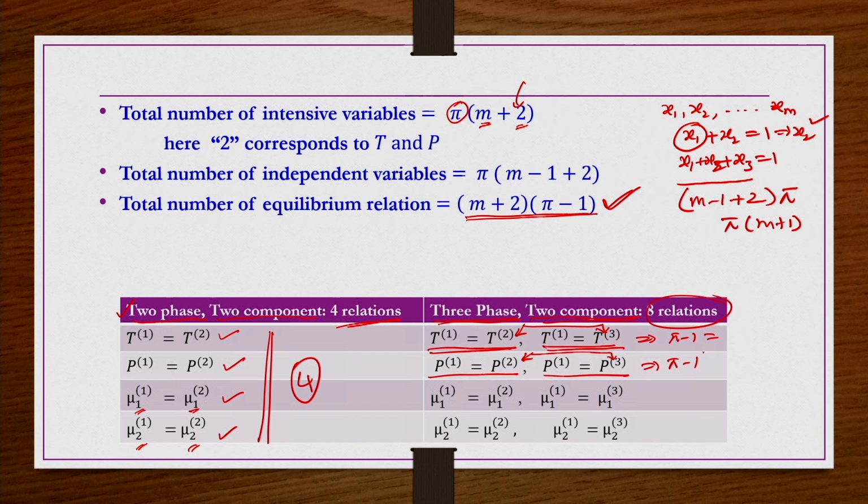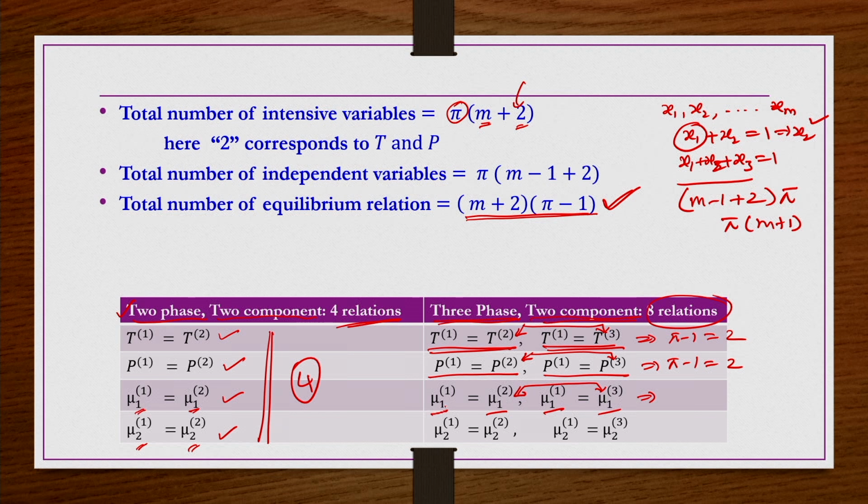Here, how many phases are there? 3 phases. So, 3 minus 1 is 2. So, here also 2. And then coming to the chemical potential, the system is having 2 components. So, for each component, mu 1 in phase 1 should be equal to mu 1 in phase 2. Similarly, mu 1 in phase 1 should be equal to mu 1 in phase 3. So, that means mu 1 in phase 2 should be equal to mu 1 in phase 3 indirectly. So, that we cannot write as a separate relation, otherwise that will be counting one extra relation.